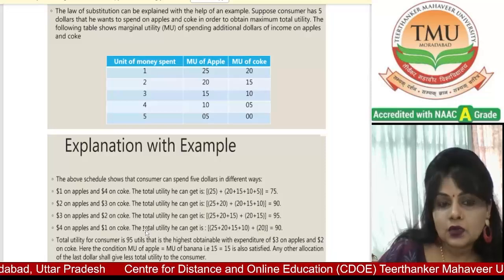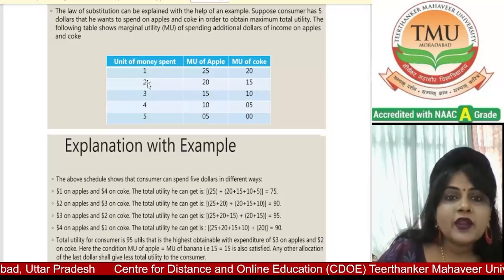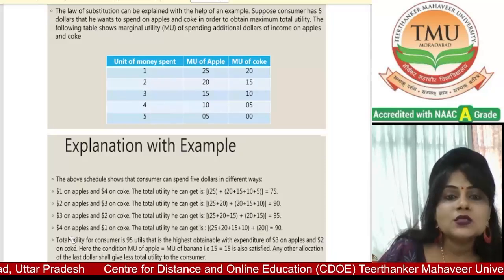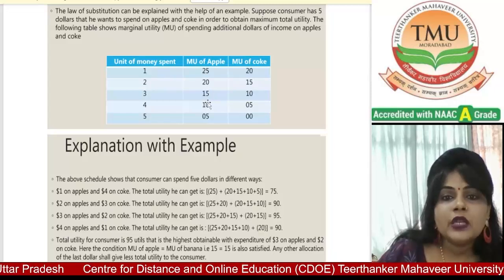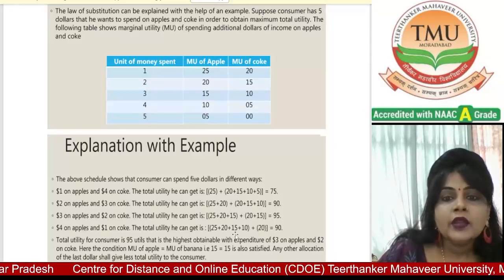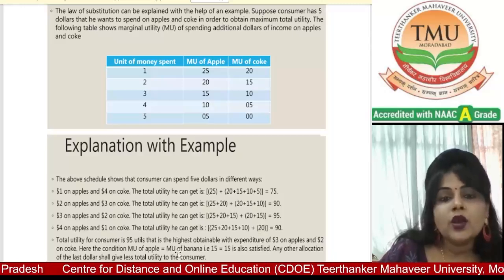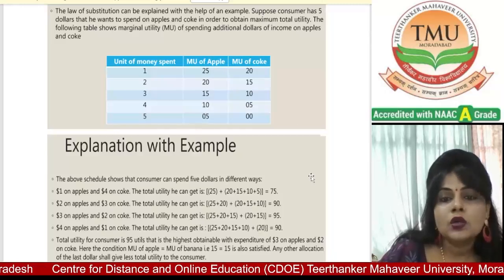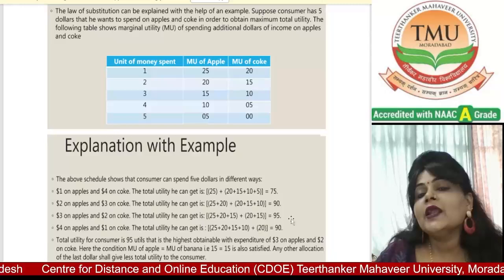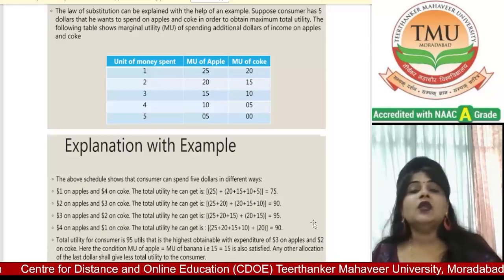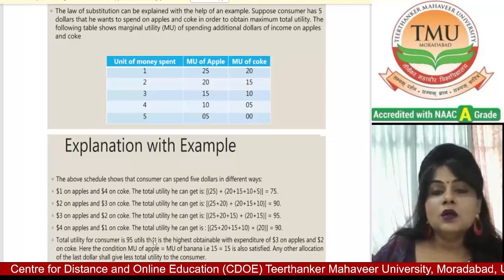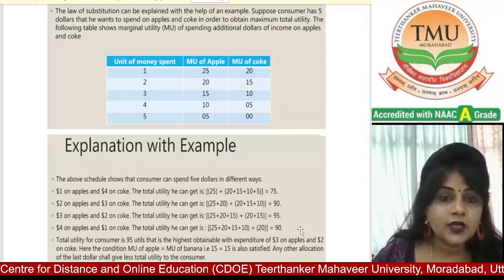Now we see the other combination. He spent $4 on apples, that is 25, 20, 15 and 10, and only $1 spent on coke, 20. Now he gets 90 utils. The total utility he gets is 90.